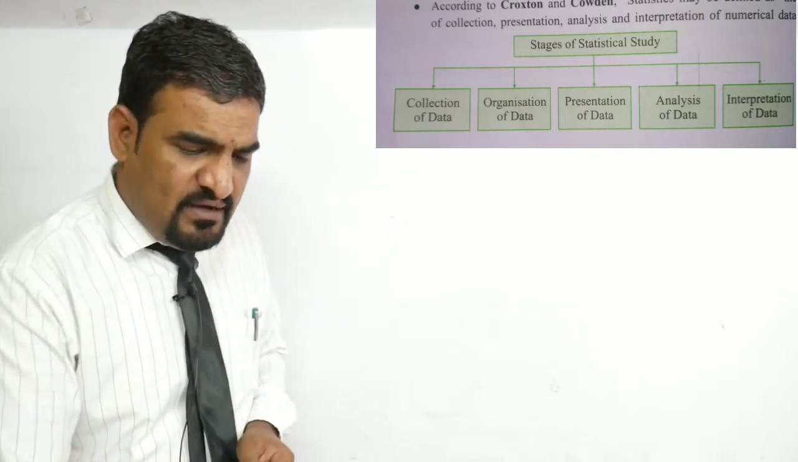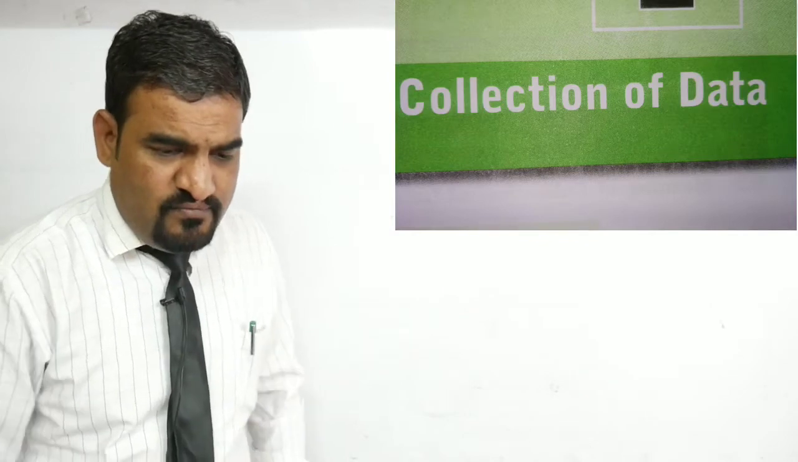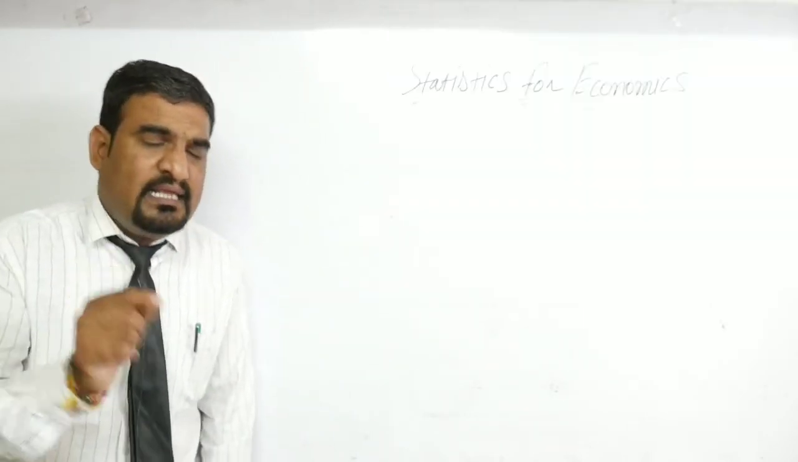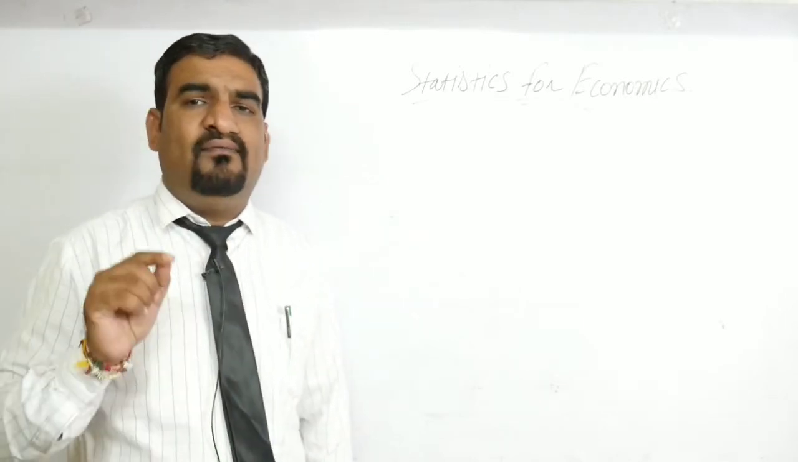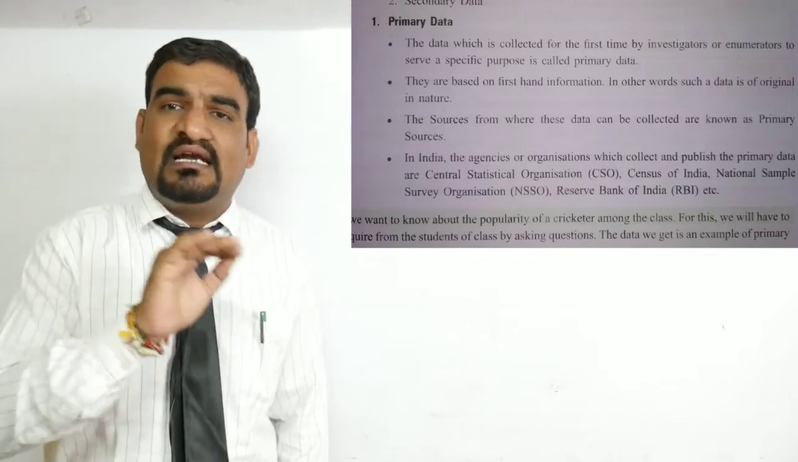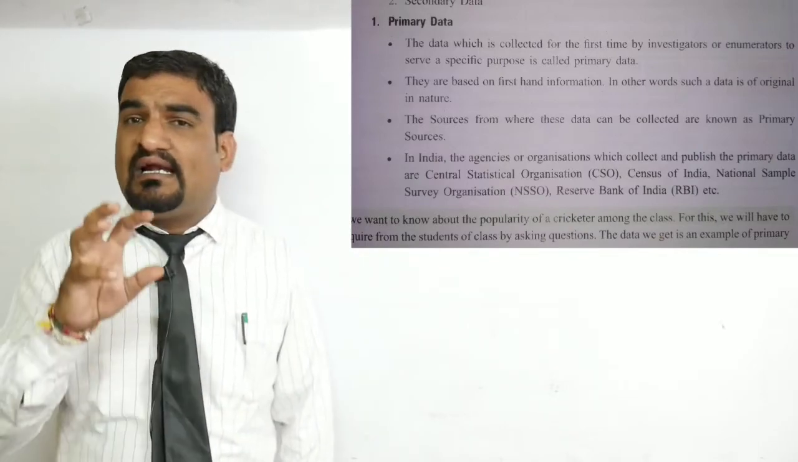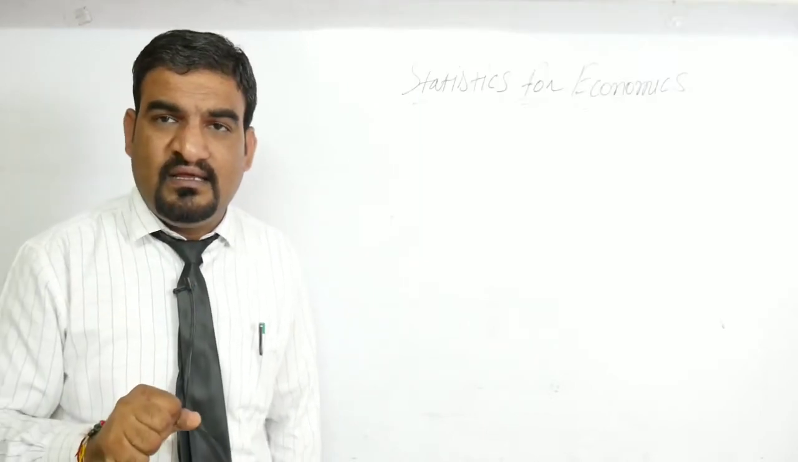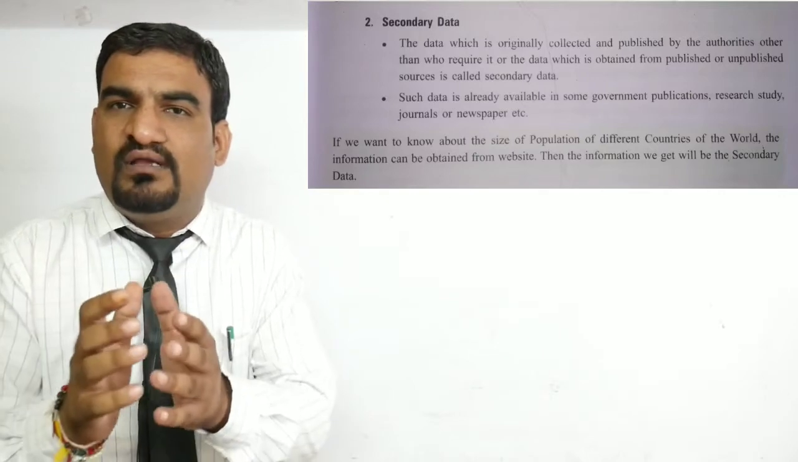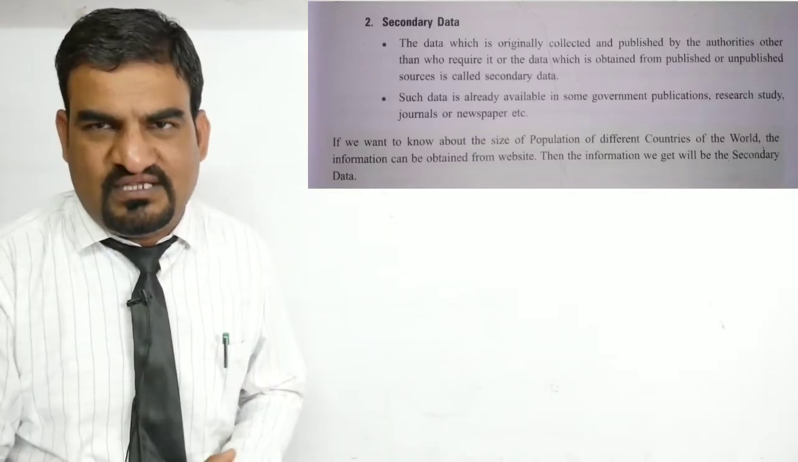When we begin with the first thing, collection of data, when we talk about data, it is mainly classified in two ways. The first one is primary data and the second one is secondary data. Primary data means the data which is directly collected from its source, and secondary data means we haven't collected it from its source, rather we take it from any published or non-published sources.